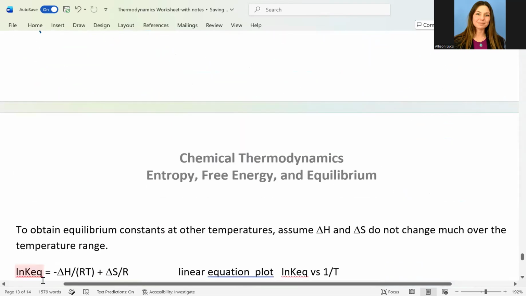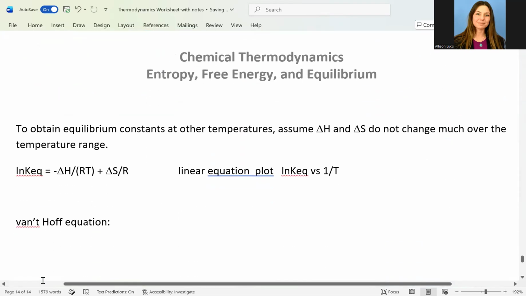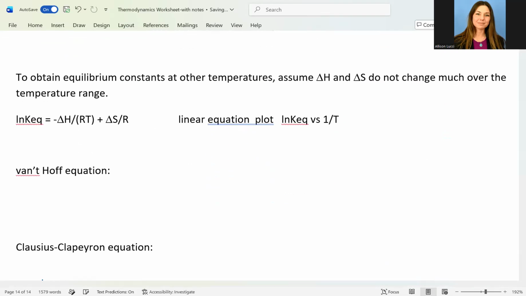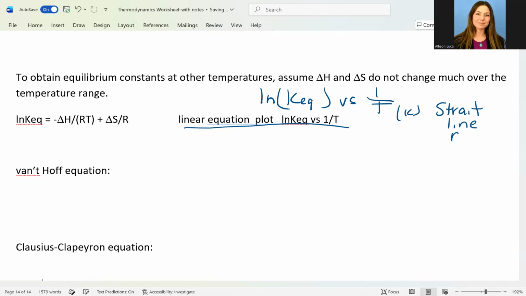For the remainder of this video, we'll talk about a different equation. We'll introduce a couple of equations here. First we can think about a linear plot equation of the natural log of the equilibrium constant versus 1 over temperature, and of course that would be in Kelvin. If we took a plot of this, this would give us a straight line, or a linear plot. So that's good to know. That might come up later.